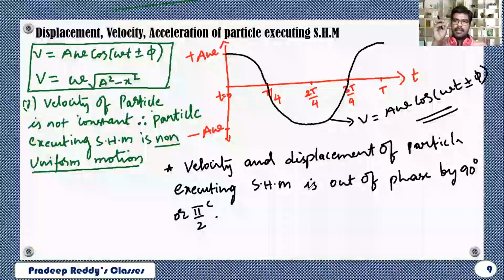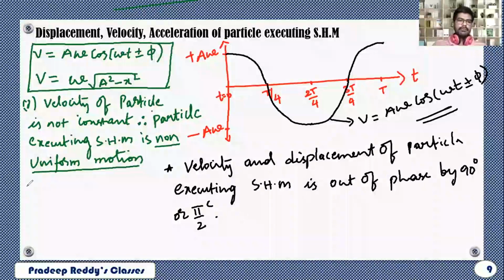Velocity and displacement are out of phase because displacement you are getting sine of omega t plus or minus phi, but velocity you are getting cos of omega t plus or minus phi. Sine and cos have a phase difference of 90 degrees. Therefore, particle's displacement and velocity are out of phase by an angle of 90 degrees or pi by 2. This is one important equation. You can write down velocity of the particle.